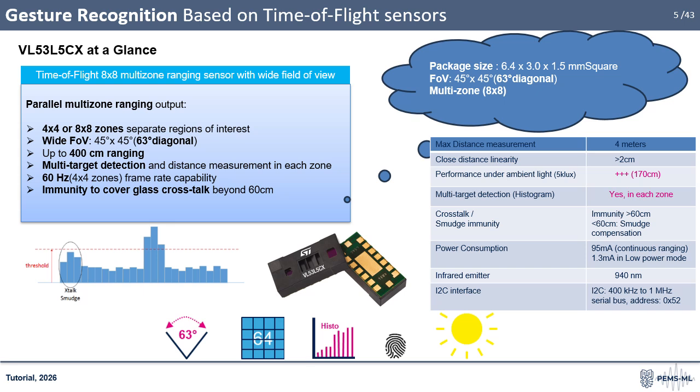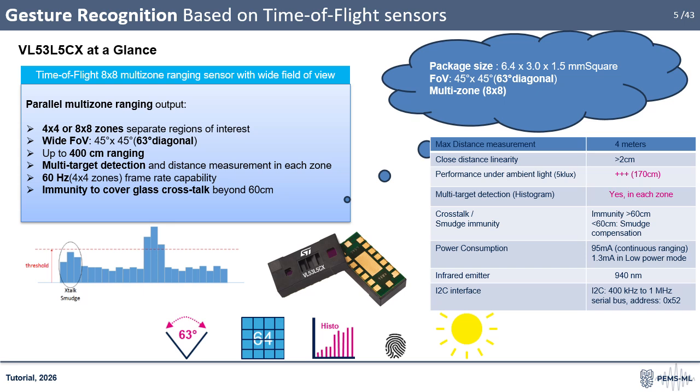The sensor supports distance measurements up to 4 meters and is capable of detecting multiple targets within each zone. It also offers high frame rates, reaching up to 60 Hz in certain configurations, which enables smooth and responsive tracking of fast hand movements. Despite its advanced capabilities, this sensor comes in a very small package and has low power consumption, making it well-suited for embedded systems.